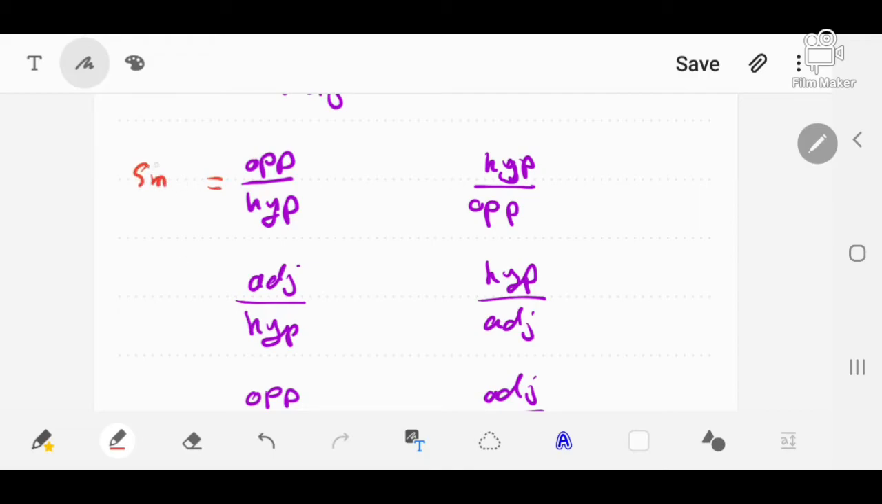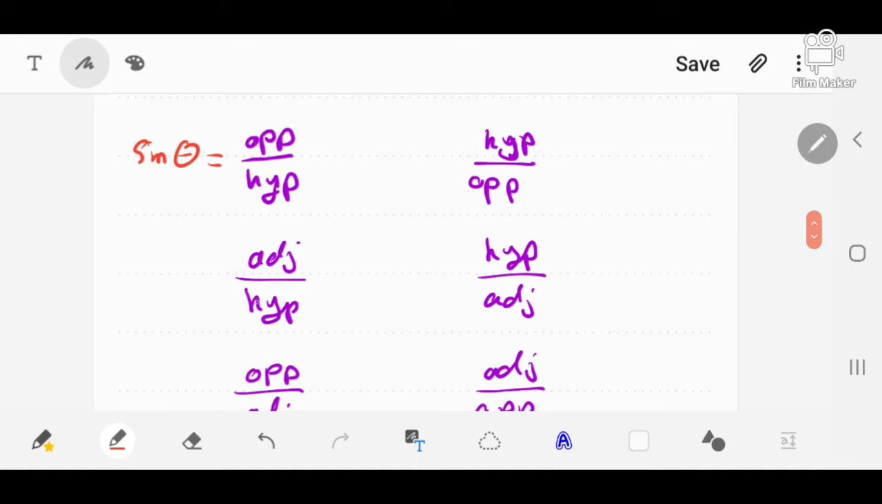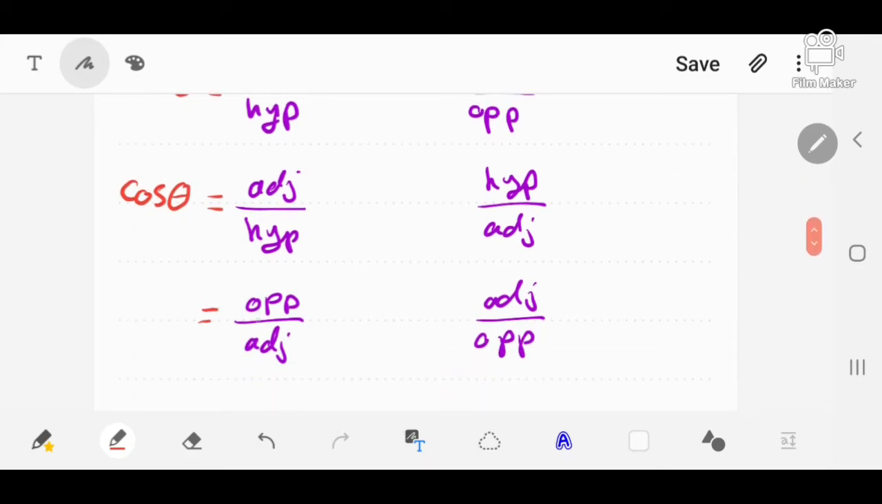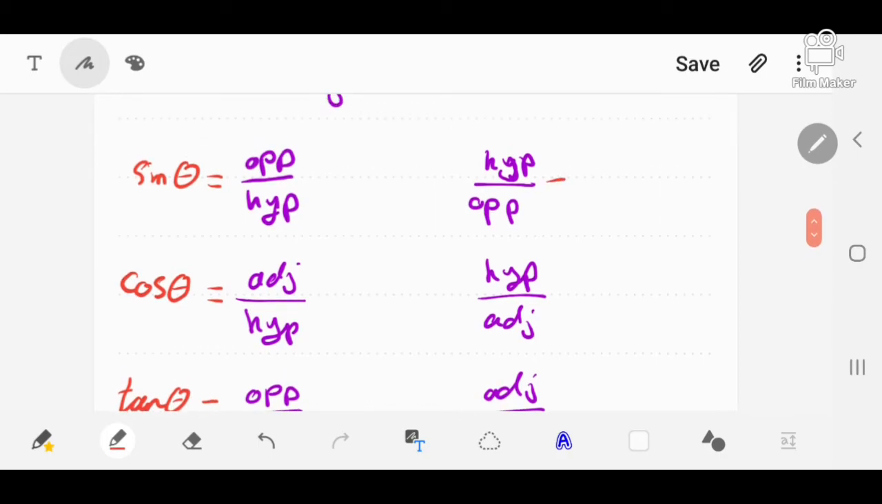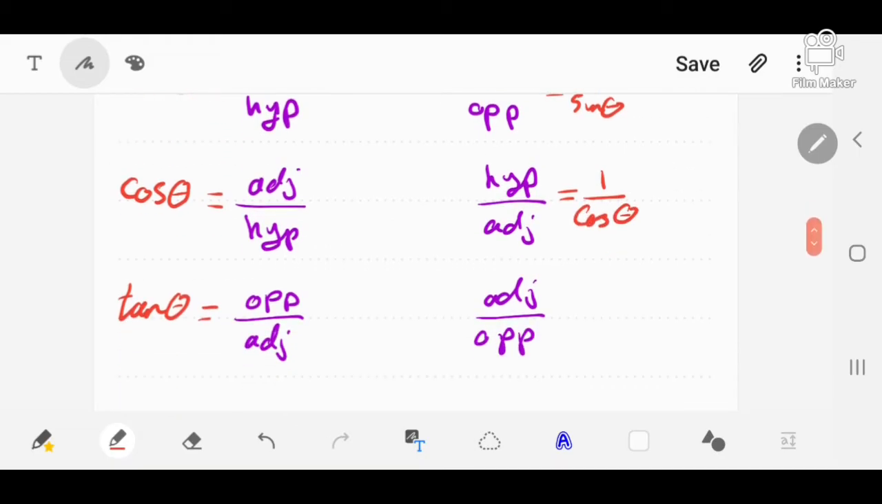And in case of adjacent over hypotenuse, this will be called cosine theta, which is an angle in general. And the opposite over adjacent will be called tan theta, or the tangent. Now, this is the reciprocal, so it's actually 1 over sine theta. This will be 1 over cosine theta. And this will be 1 over tangent, or tan theta. So I'm talking about the angles and their reciprocals.